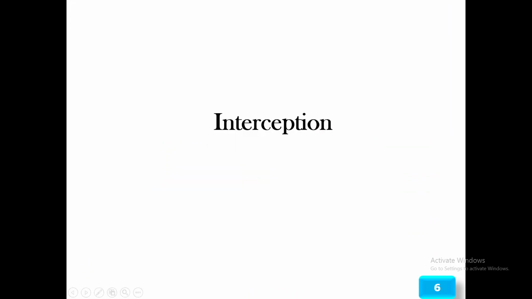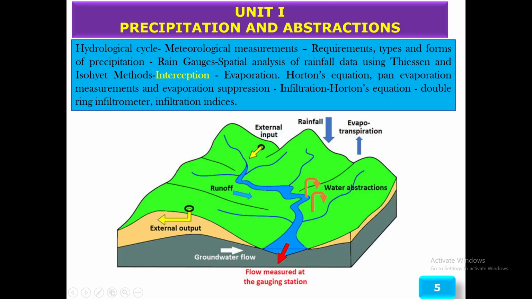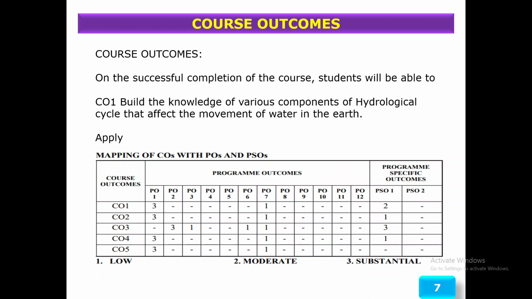Good morning to all. Today we are going to discuss the topic interception. In our unit 1, the course outcome of this topic is that on successful completion of this course, students will be able to build knowledge of various components of the hydrological cycle that affect the movement of water in the earth. The course outcome is correlated with program outcome 1, program outcome 7 and program specific outcome 1.